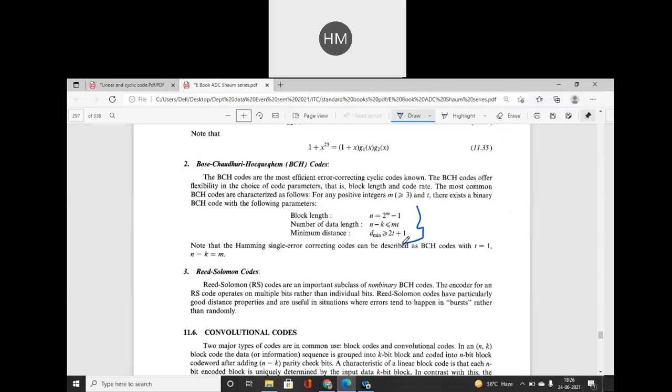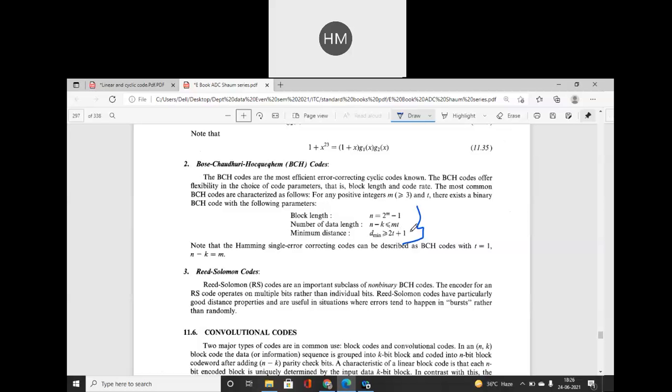For any positive integer m greater than or equal to 3 and t, there exists a binary BCH code with the following parameters, which is having block length n equal to 2 to the power m minus 1. Basic condition m should be greater than or equal to 3. 4 होगा m, तो क्या हो जाएगा 2 to the power 4 minus 1, that is 16 minus 1 is 15. So block length is 15. Clear? Number of parity check bits n minus k less than or equal to mt. ठीक है?